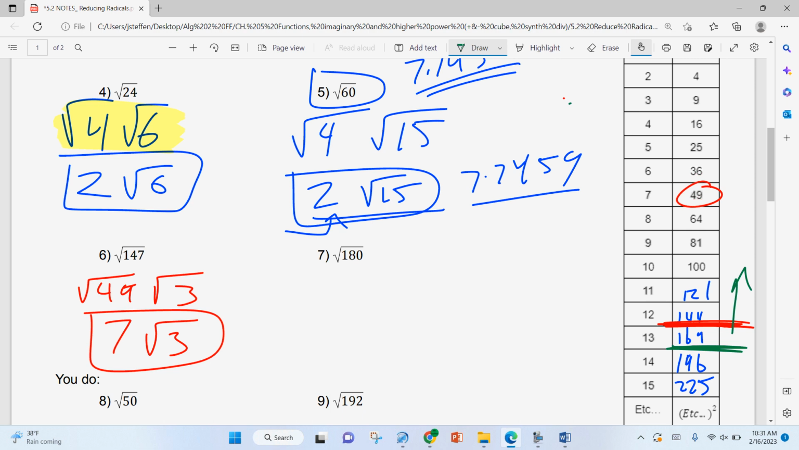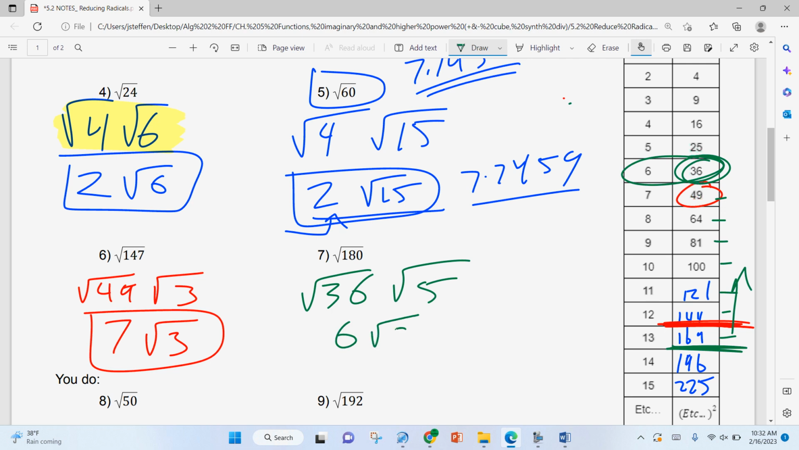180 divided by 64. 180 divided by 49. Feel like I missed one. 180 divided by 36. There we go, 36. So I tried a bunch of these. I tried 1, 2, 3, 4, 5, 6, 7, 8 of them until I finally got the 36. But again, it's just calculators, just typing. From my list, because that way that number is always the one that reduces.